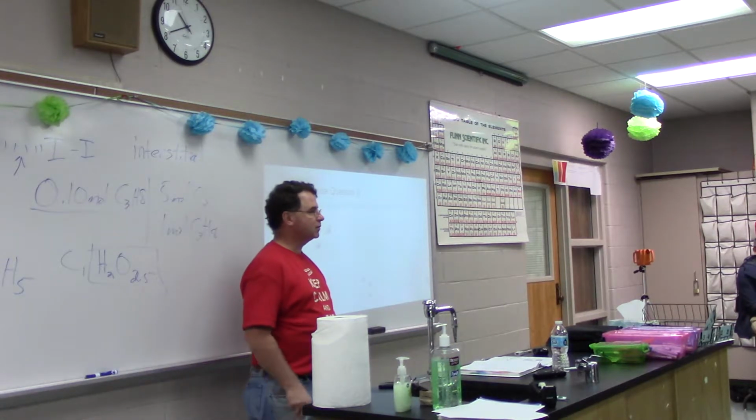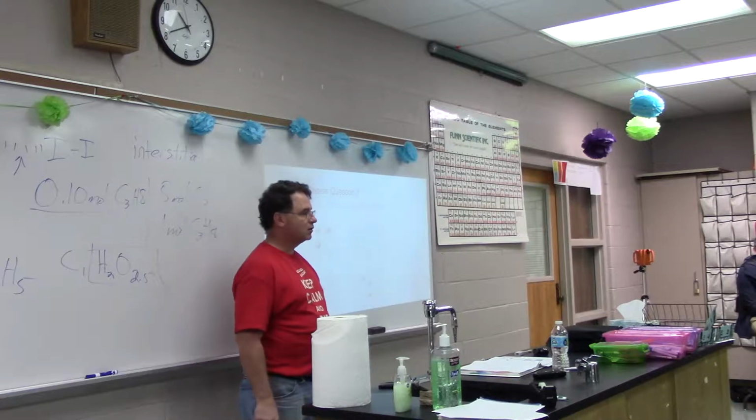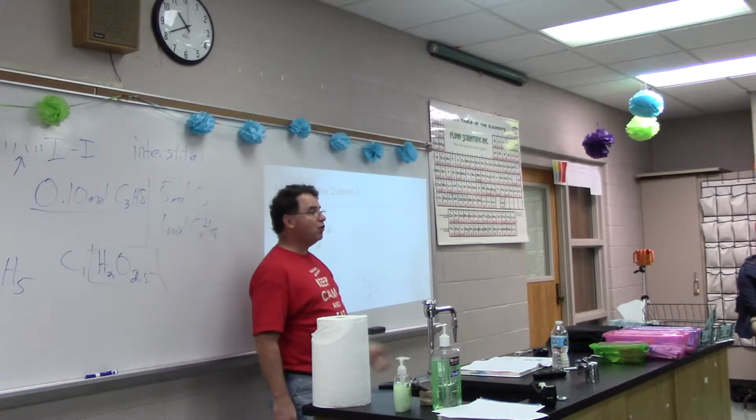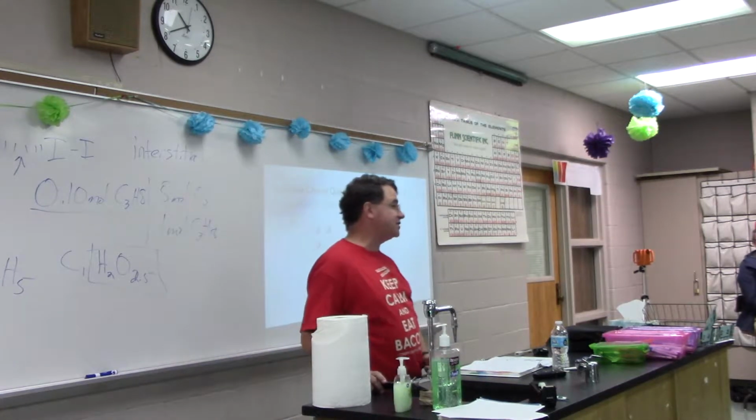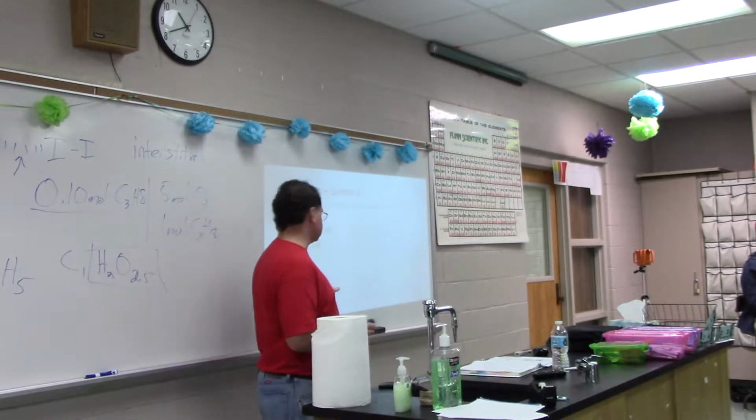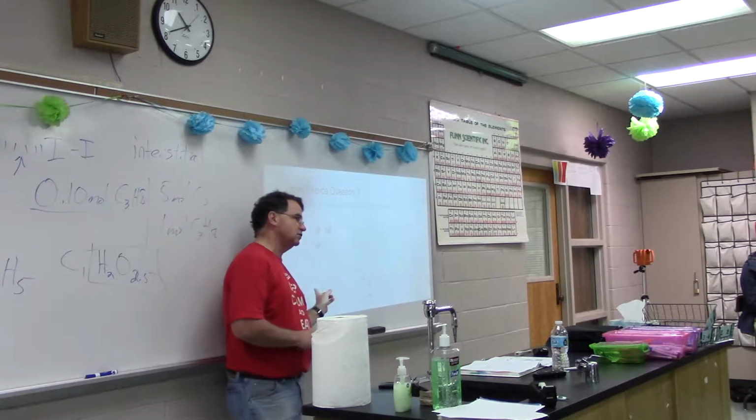Yes. Question: what if they were both on row 2? How would you determine? If they were both on row 2, you would expect them to be the same size. So it's going to be really hard to make them interstitial.